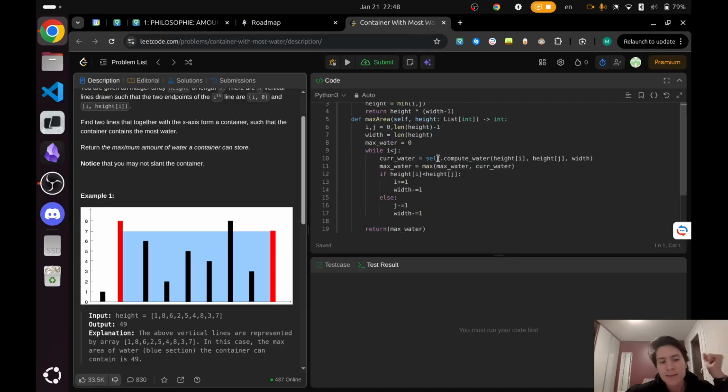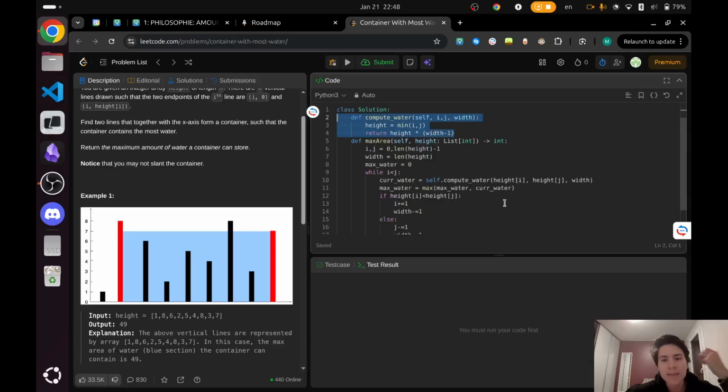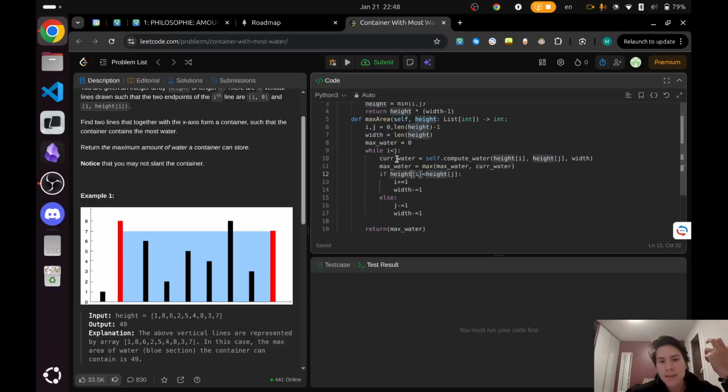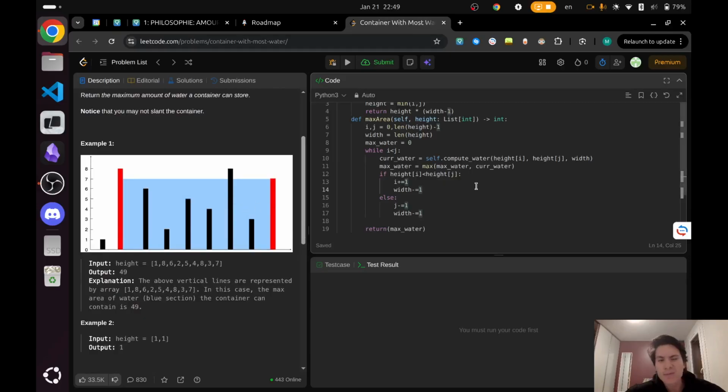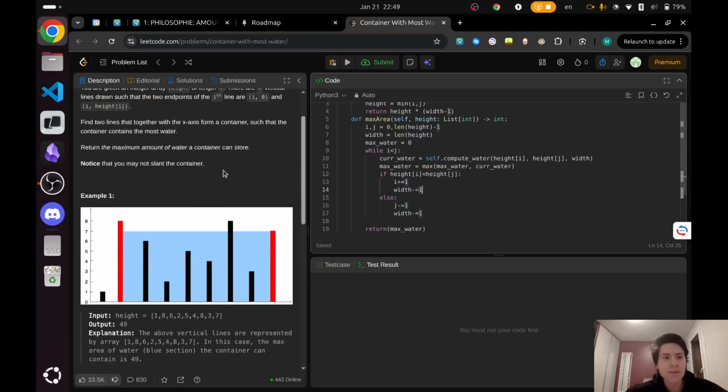So I abstracted the computation in another function outside, and I do what I said: given the two pointers, you compute the water, keep the maximum value between the current and the global maximum, and move the smaller pointer. If the height of i is less than j, it means that you have to move the smaller, which is the left one, so you move the left one. And you have to also update the width because it changes, which is very similar to the code implemented in the solution, but I think there are a couple of things which are different.